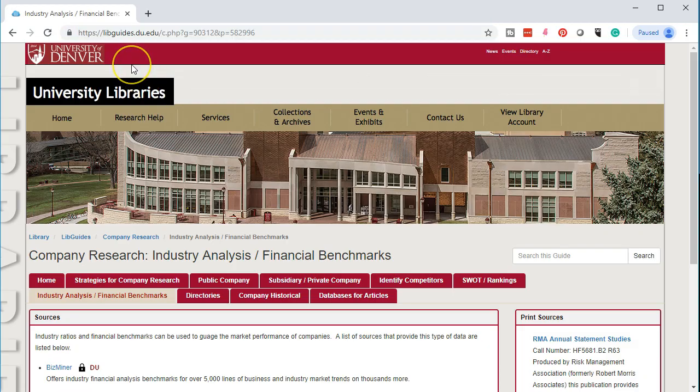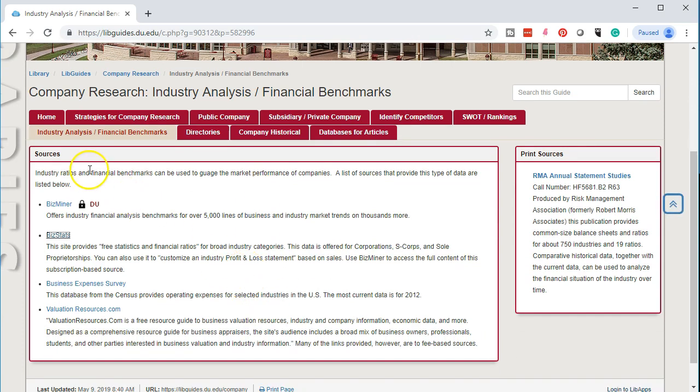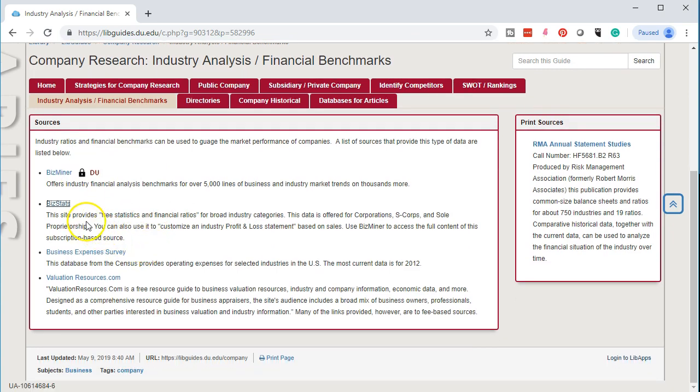We're currently at a University of Denver page. If we scroll down, we're at the company research industry analysis. We have the tools down here. We have some resources. So they've got some links to some resources. We're going to take a look now at the biz stats. So we're going to go to the biz stats.